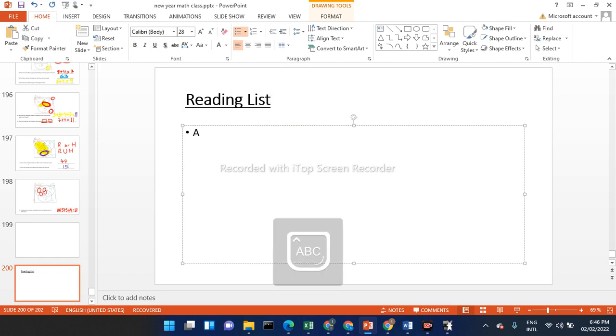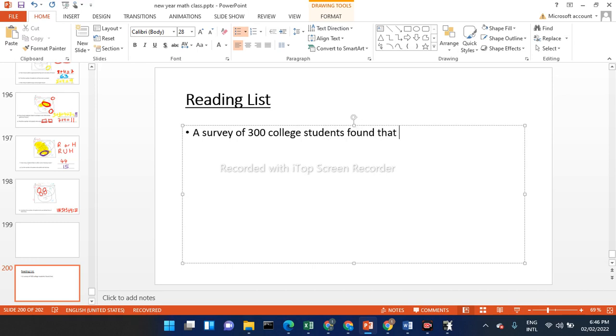So it says a survey of 300 college students found that 100 had read War and Peace. Anyone read War and Peace before? Quick survey inside this class. No one? Anyone read War and Peace?